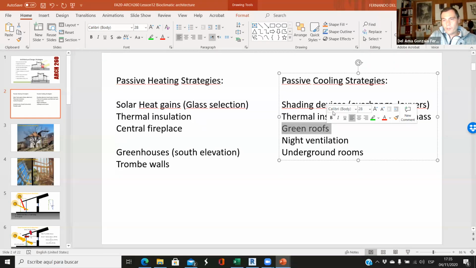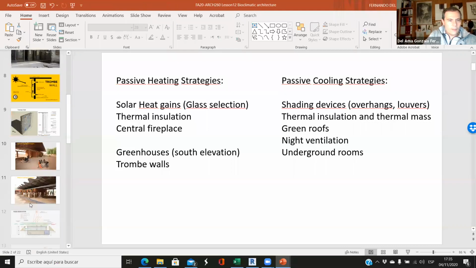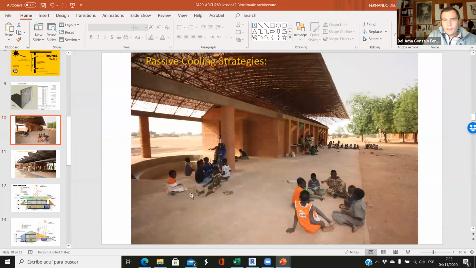Green roofs are good options for passive cooling strategies because they add thermal mass to the roof. And then we need night ventilation and basements, underground rooms. Okay, so I can show you a couple of examples. I like this one in Africa because it shows us that with no resources and no technology, they can achieve comfort with good architecture.